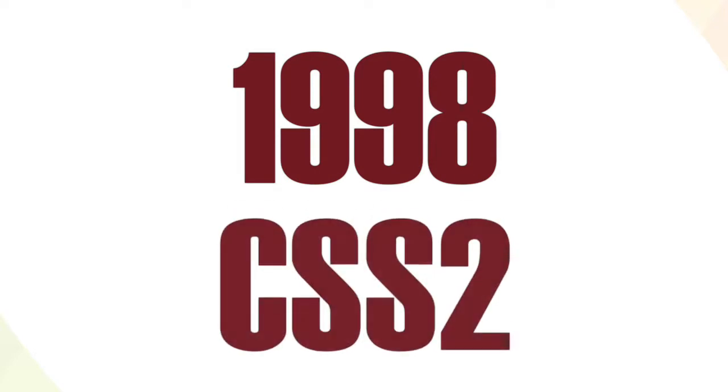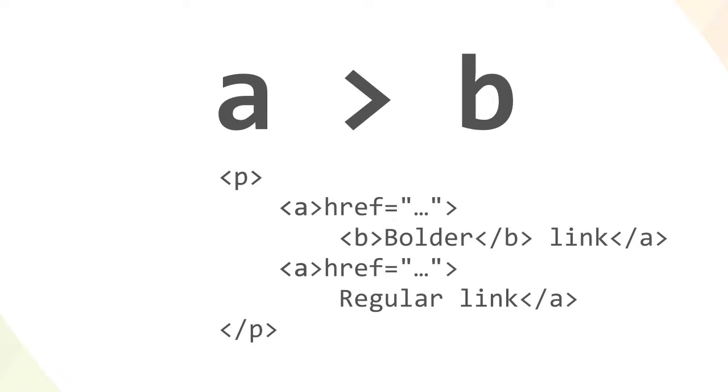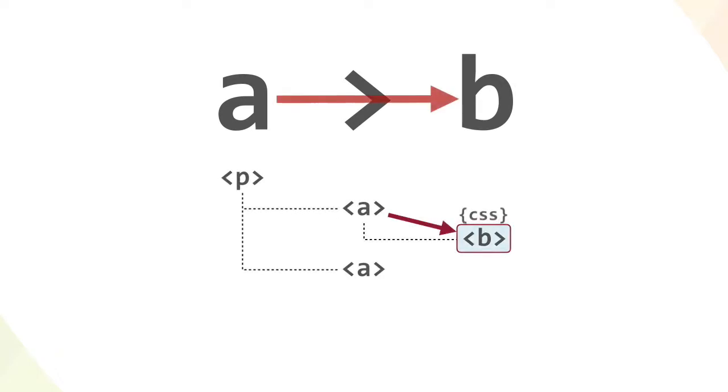All the way back in 1998, CSS2 was published and brought with it a number of advanced CSS selectors. One of the most intriguing was the child combinator, which allows authors to restrict styles to explicit parent-child relationships. Thus, for example, authors can style any B element that is a child of an A element, and only B elements that are children of A elements.